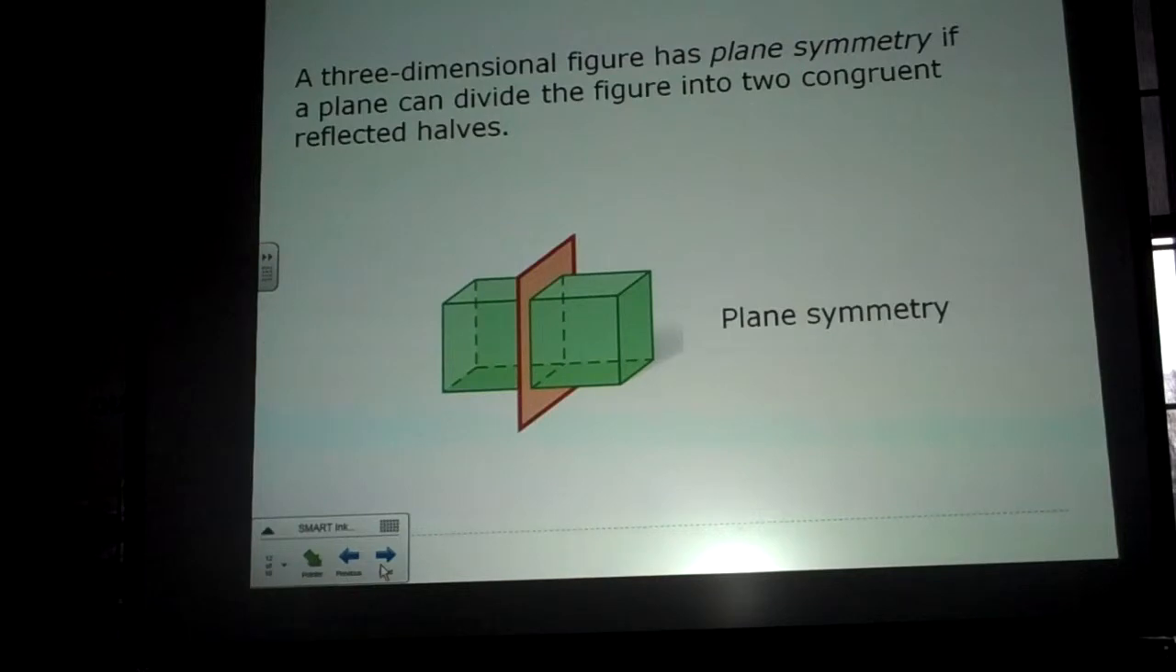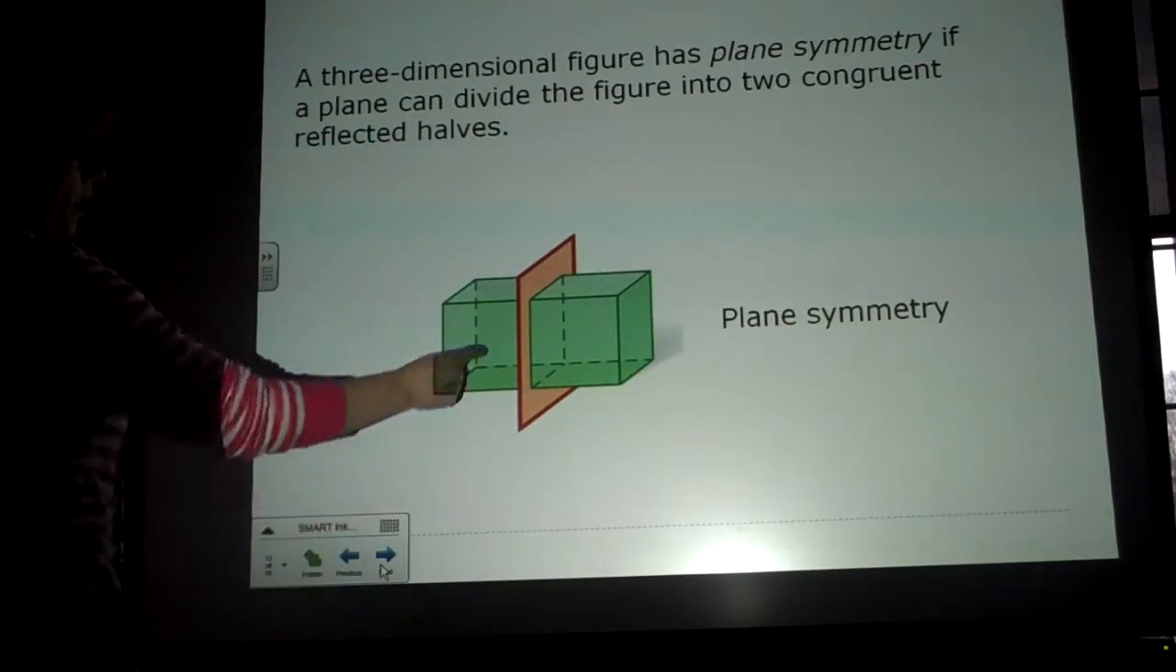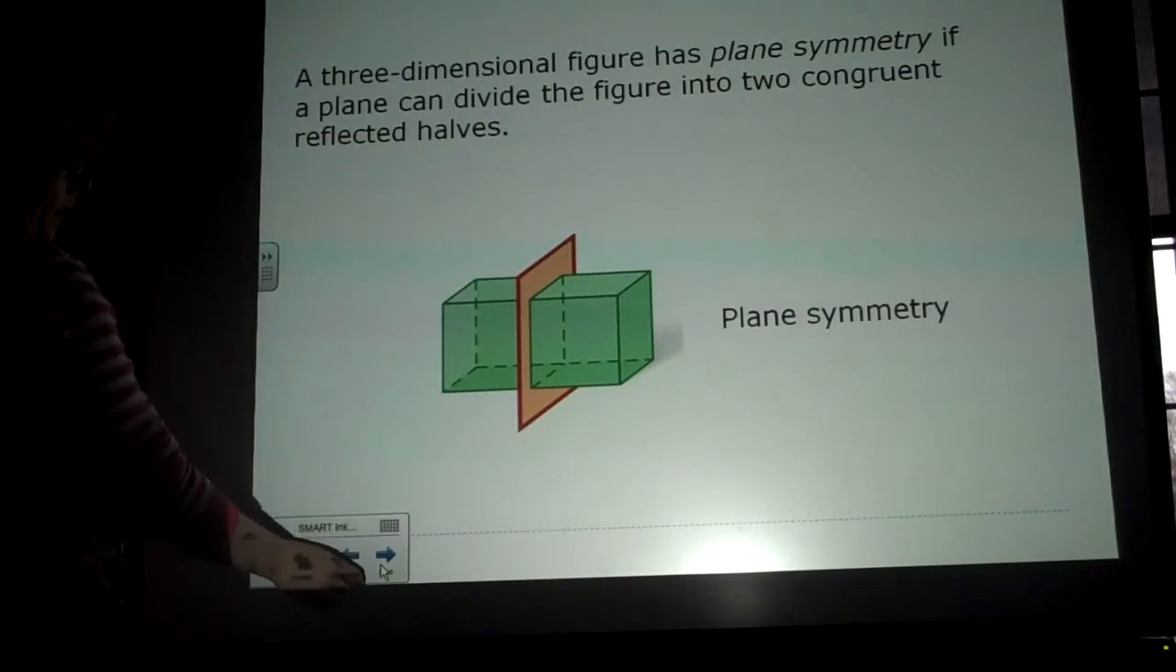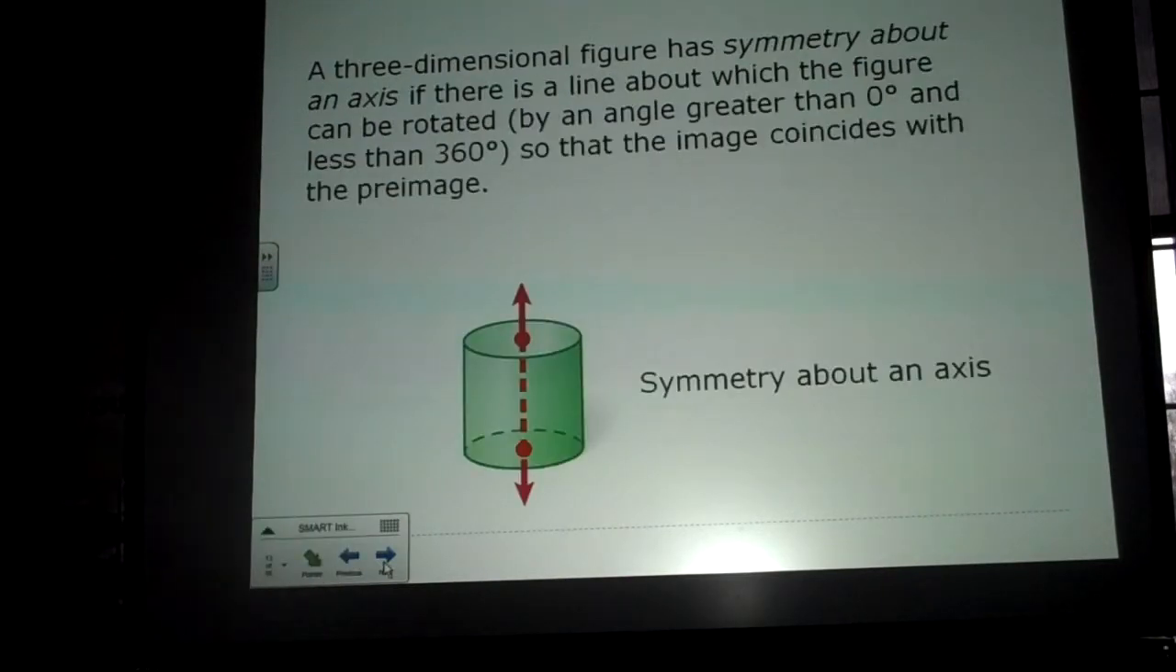All right, a 3-dimensional figure has something called plane symmetry. Plane symmetry is just like the line symmetry with the 2-dimensional shape. If a plane can divide the figure into 2 congruent reflective halves, it has plane symmetry. So this is a 3-dimensional shape, and you all can see the plane symmetry right there in the orange down the middle. A 3-dimensional figure has symmetry about an axis if there is a line about which the figure can be rotated by an angle greater than 0 degrees and less than 360. Okay, so we have a cylinder here. Symmetry about an axis.